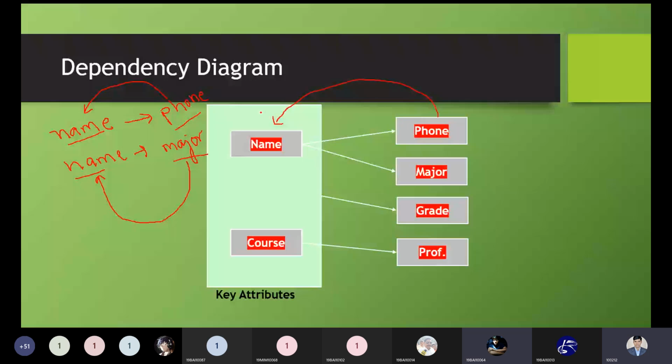Yes, sir. Course is the determinant of the professor, or we can say the professor depends on the course. This is an important point. If I need to offer some course, I need the list of the courses. So I depend on the course, which course I should offer. So is it clear to all right now?